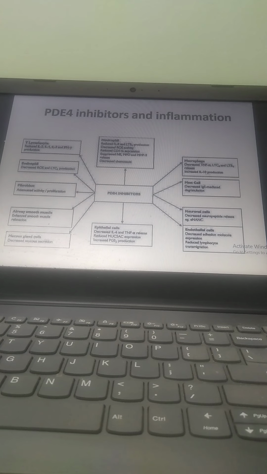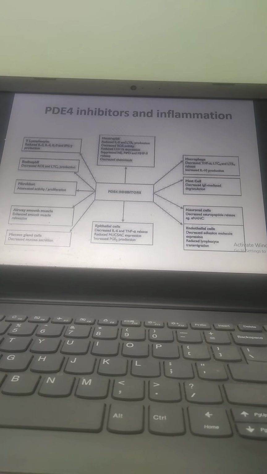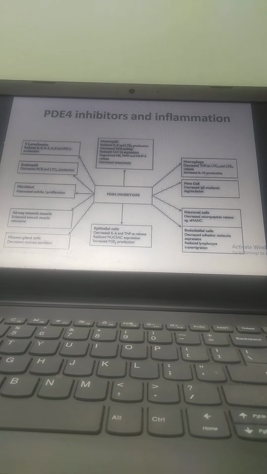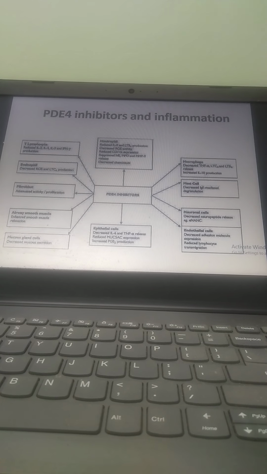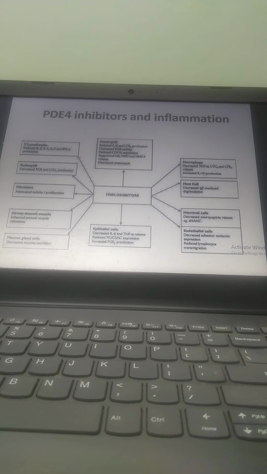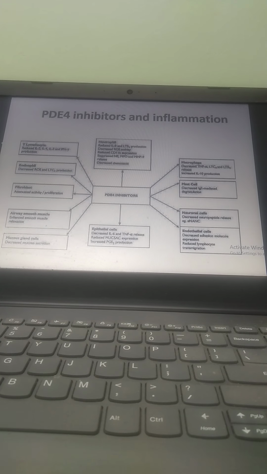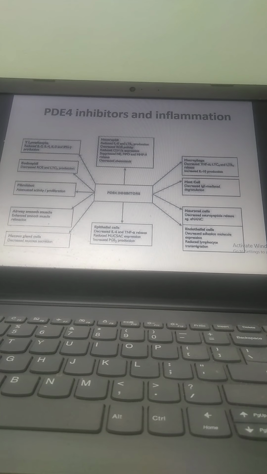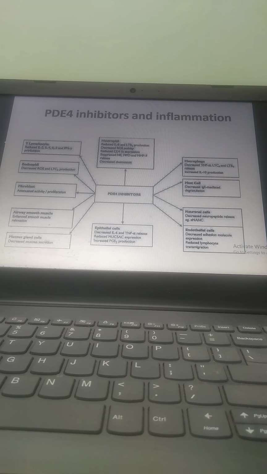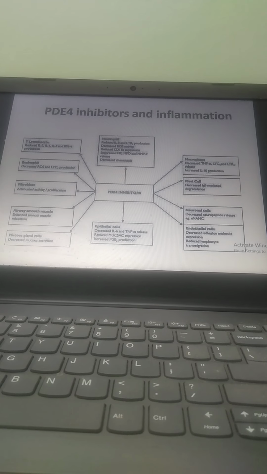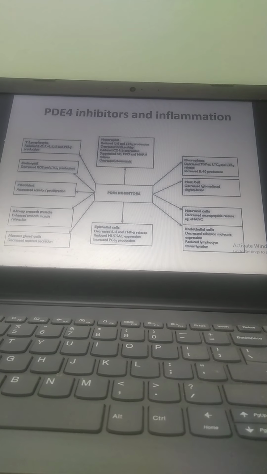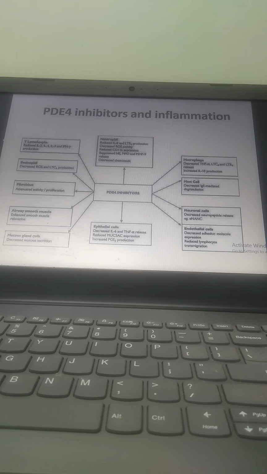Now, PDE inhibitors and inflammation: T lymphocytes, production of eosinophils, this is the inflammation, fibroblasts, then we have airway smooth muscle with enhanced smooth muscle relaxation, mucus gland with decreased mucus. So these are the other responses to phosphodiesterase inhibitors. Macrophages are decreased, TNF alpha, LTC4, LTB4 release decreased, interleukin 10 increased, mast cells decreased, neutrophils decreased, endothelial cells decreased, adhesion molecules decreased. So these phosphodiesterase inhibitors have a lot of inhibitory response on inflammation.